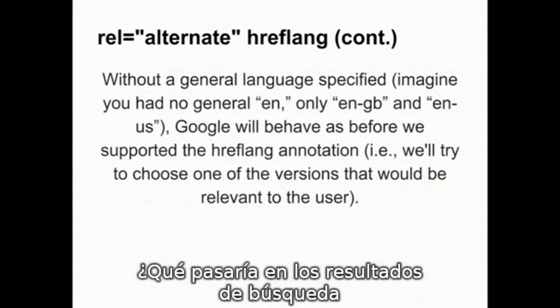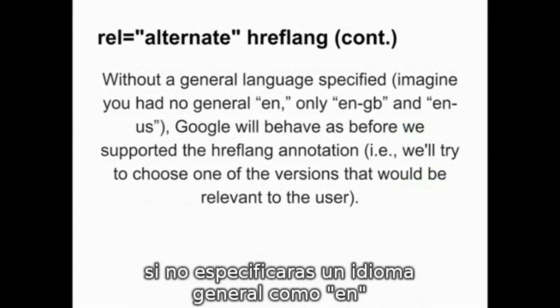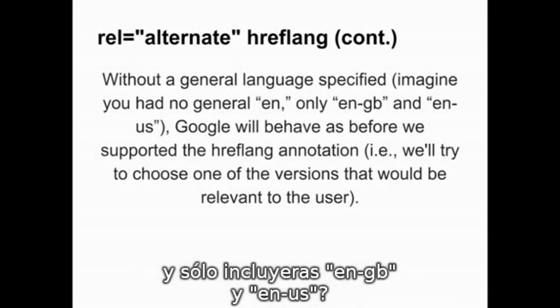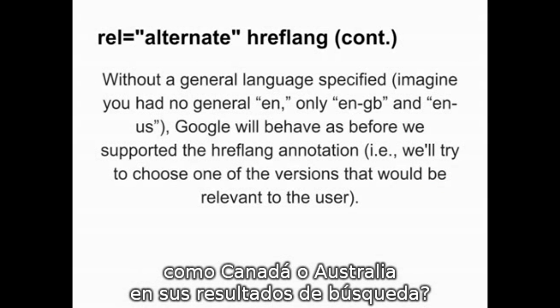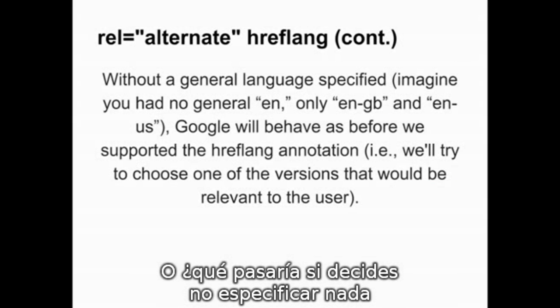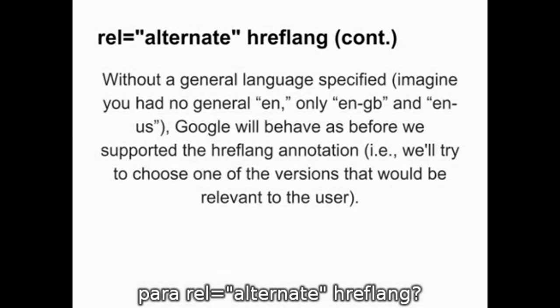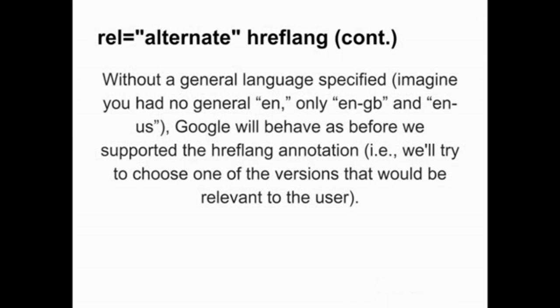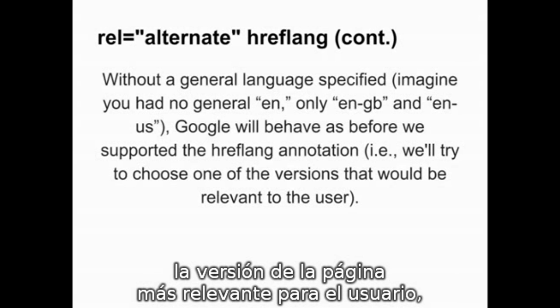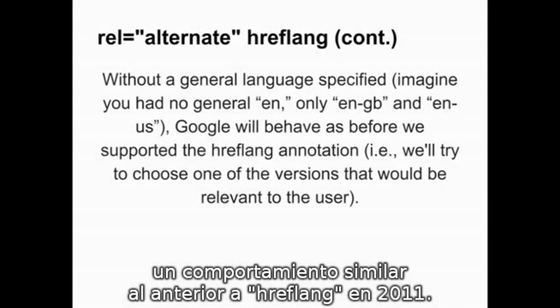What will happen in search results if you don't specify a general language, such as EN, and only include EN-GB and EN-US? What do English-speaking users outside of those regions, say in Canada or Australia, see in their search results? Or what happens if you choose not to specify rel alternate hreflang at all? Well, in all of these cases, we'll still do our best to find the most relevant version of the page for the searcher, similar to our behavior before supporting rel alternate hreflang in 2011.